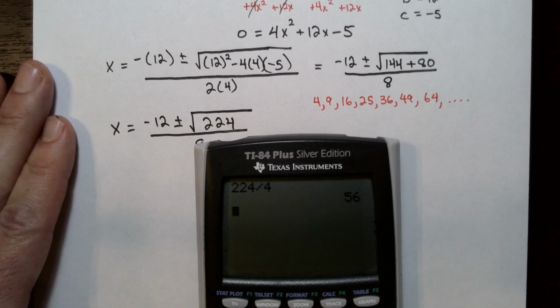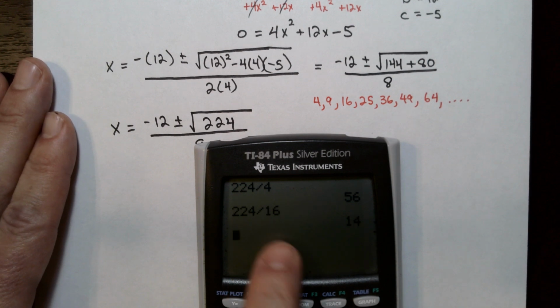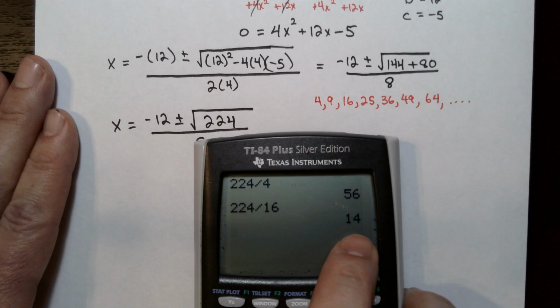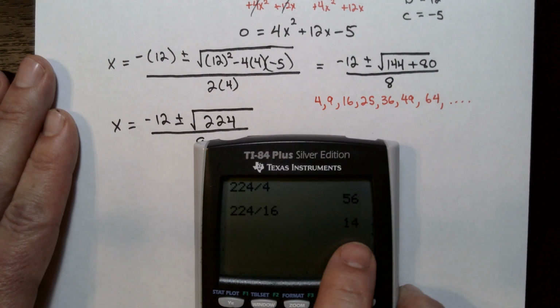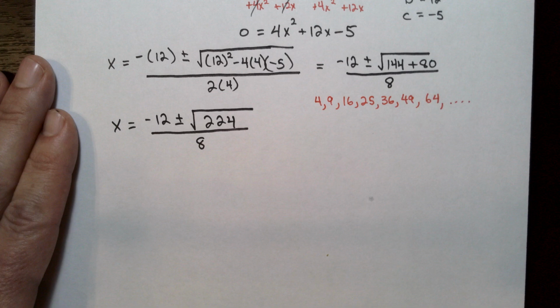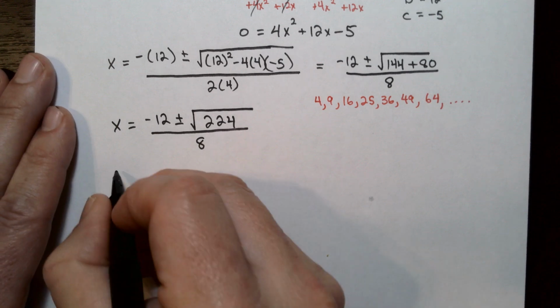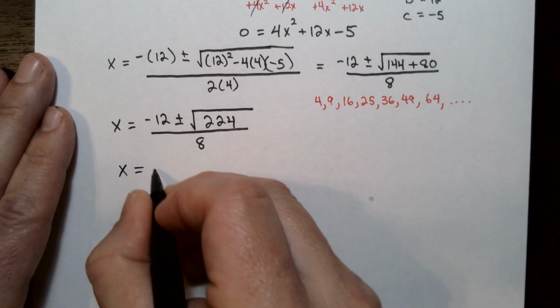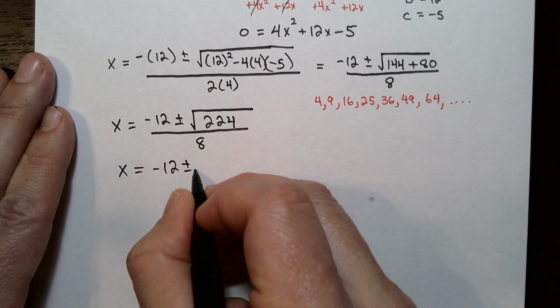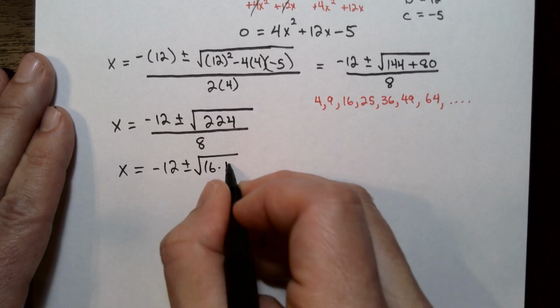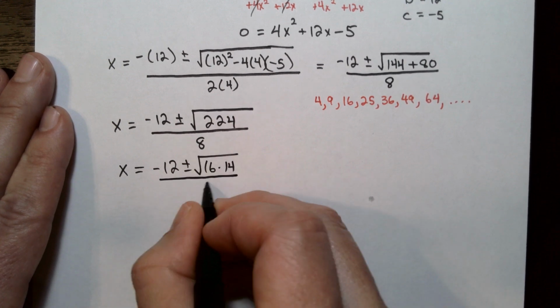What about 16? Okay, that's better because it's a bigger square number. Okay, so 16 goes in evenly, and 14 is the product of 2 and 7, so we can't go any further than that. Okay, so we will split this up into 16 times 14. So x is equal to -12 plus or minus the square root of 16 times 14 over 8.